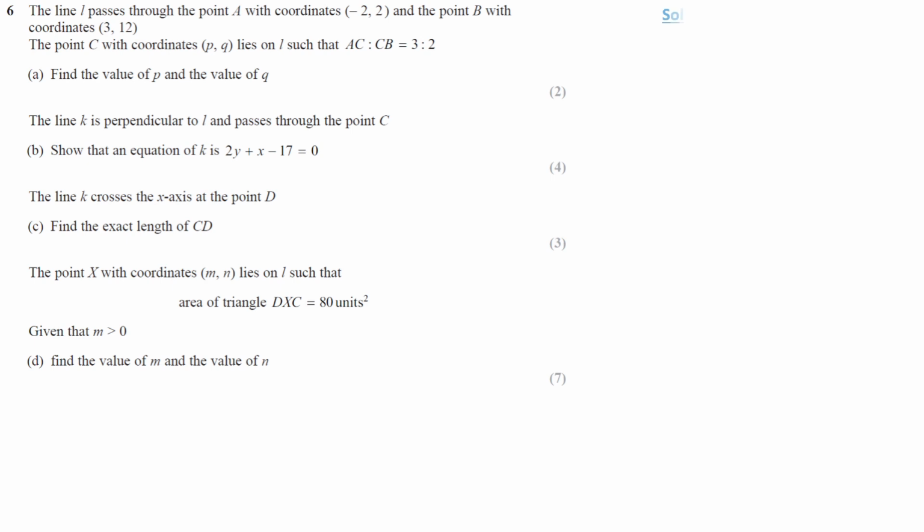In this question, sketching the graph will help visualize the problem. We are given a straight line, L, and 2 points, A and B on this line. Point B is 5 units right and 10 units up from point A. We are also given that the ratio of AC to CB is 3:2. This means point C is 3 units to the right and 6 units up from A. Therefore, the coordinates of point C is 1, 8.